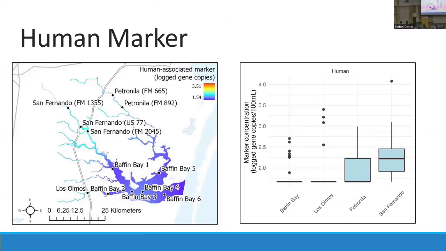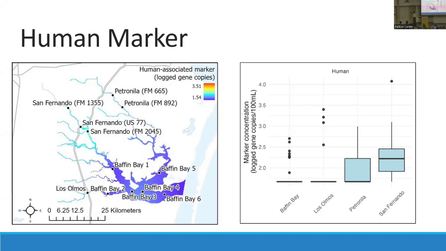So I'm going to go through this graph. We're going to see it 4 times, one for each marker. So right over here in the box plot, we have the system on the x-axis. So Baffin Bay, Los Olmos, Petronila, and San Fernando. We have the concentration of the gene marker that we're looking for. In this case, it's the human marker, and it's logged. So every step of a whole number, so from 2 to 3, that's a jump of a 10-fold increase.